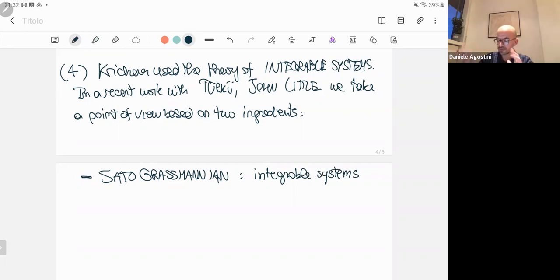Now I'm going to be a bit vague on this, but if you want something more, I'm happy to give more details. And then what is the ingredient that we need from the side of algebraic geometry? It is very classical. It's Abel's theorem.